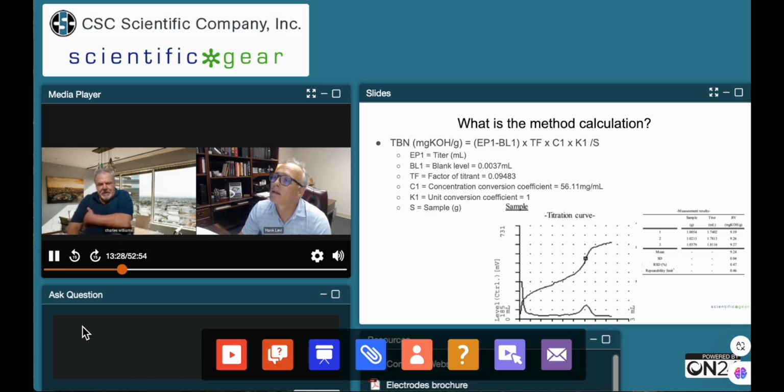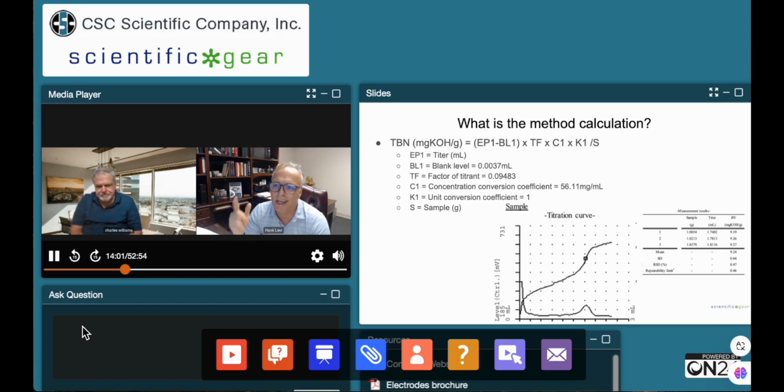Yeah, there's a table in the methods that gives you the suggested sample size based on the expected base number. Okay, got it. When we're doing this calculation based on the sample size that we just talked about, using these general numbers, we're generally looking for an answer of around 10, right? 10 milligrams KOH per gram, right? Yes, that's typical.